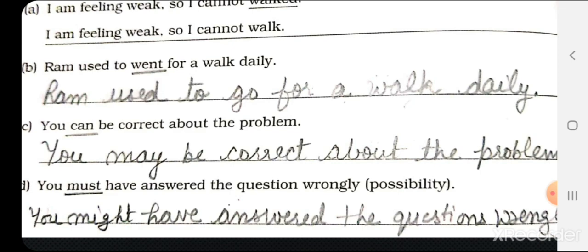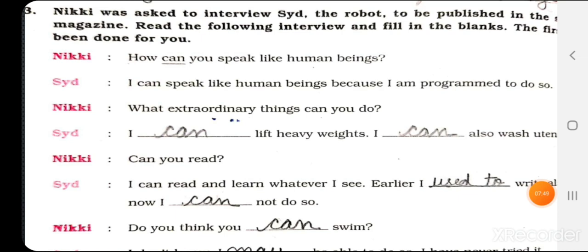Now, beta, let's move on to the next worksheet. Nikki was asked to interview Sid, the robot, to be published in the school magazine. Read the following interview and fill in the blanks. The first one has been done for you. Now, students, it's a conversation between Nikki and Sid. Nikki और Sid के बीच में जो conversation है, it's a conversation between Nikki and Sid. Now, students, let's read it and fill in the blanks with suitable modals.